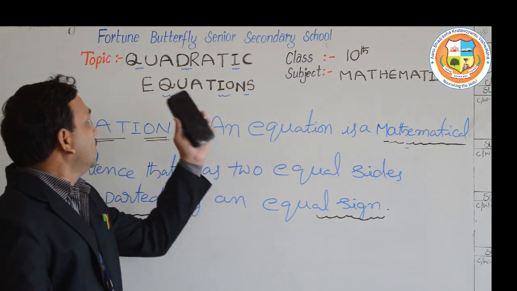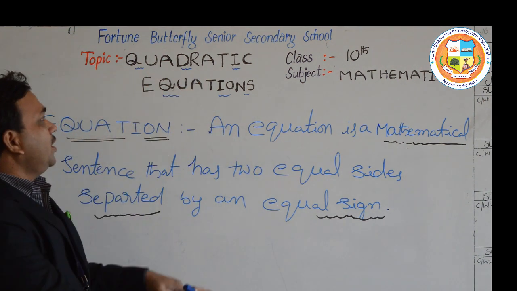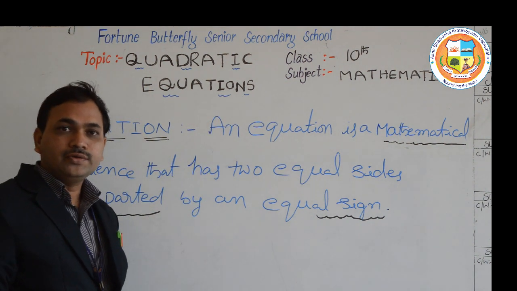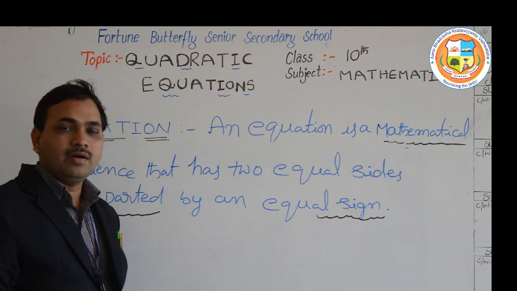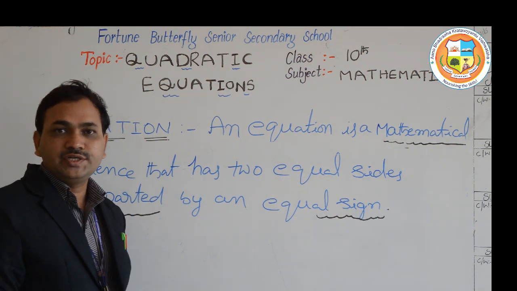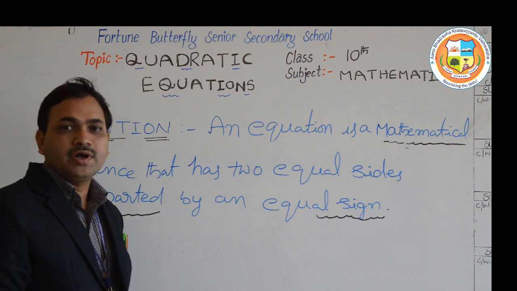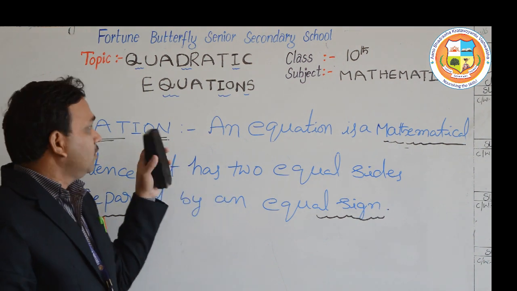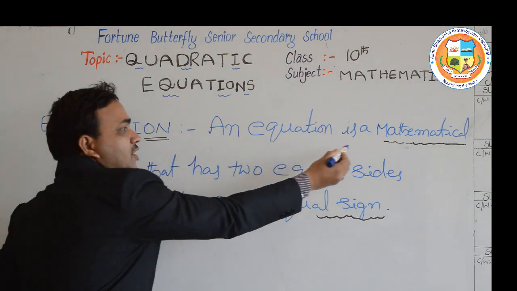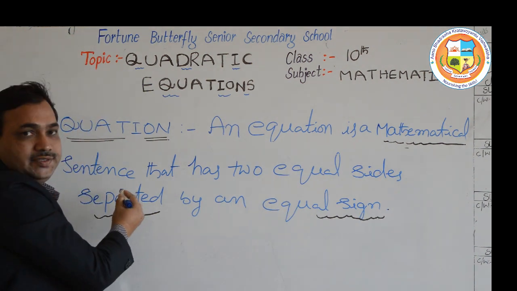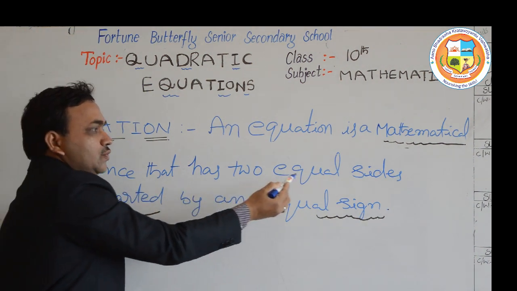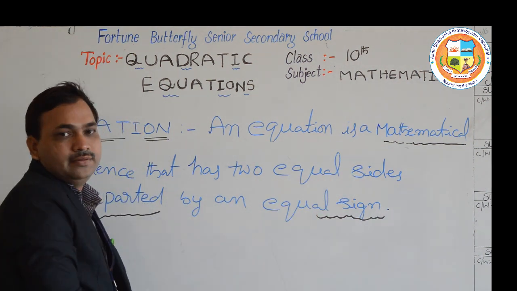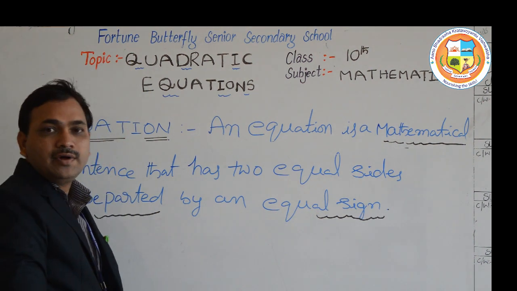Chapter. So our topic name is quadratic equations. Before this, we already recalled the previous knowledge. The previous knowledge means, what is the definition of an equation? An equation is a mathematical sentence that has two equal sides separated by an equal sign.